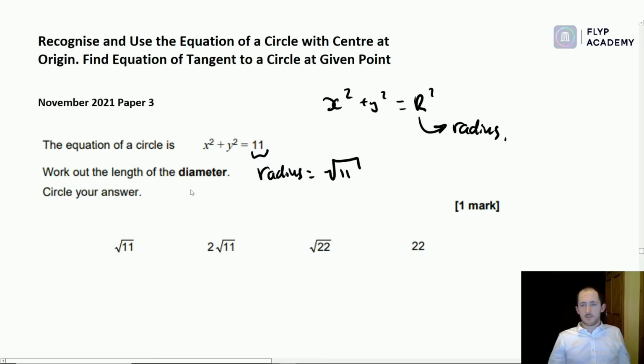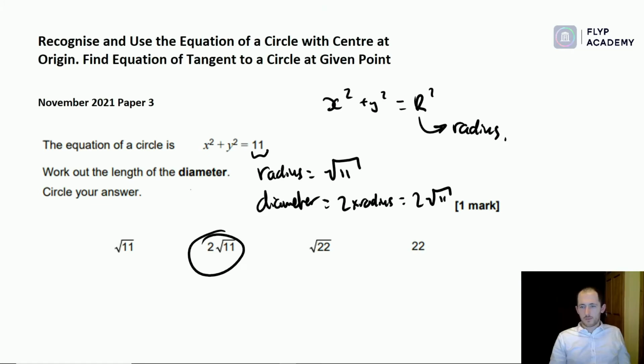So what would the diameter be? Well, diameter is 2 times radius. So in this case, it's 2 square root 11, which is this one. Don't forget, when you do 2 times root 11, it doesn't become root 22. You can't bring them into the surd like that. So that's all you really need to be able to do. It's quite basic at GCSE. Just remember that this is the radius squared.